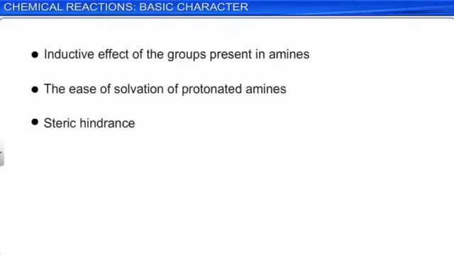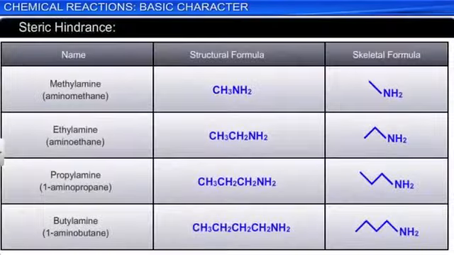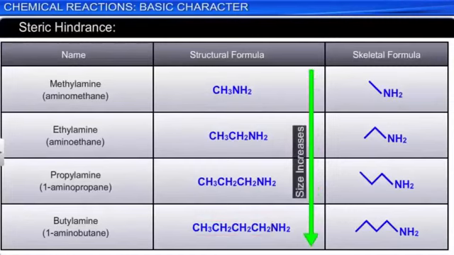Another important factor that affects the order of basicity is steric hindrance. If the size of the alkyl group is small, like the methyl group, then there is no steric hindrance to hydrogen bonding in its aqueous phase. If the size of the alkyl group is larger than the methyl group, then there is steric hindrance to hydrogen bonding in its aqueous phase. As the size of the alkyl group increases, the steric hindrance to hydrogen bonding increases and the basicity decreases.